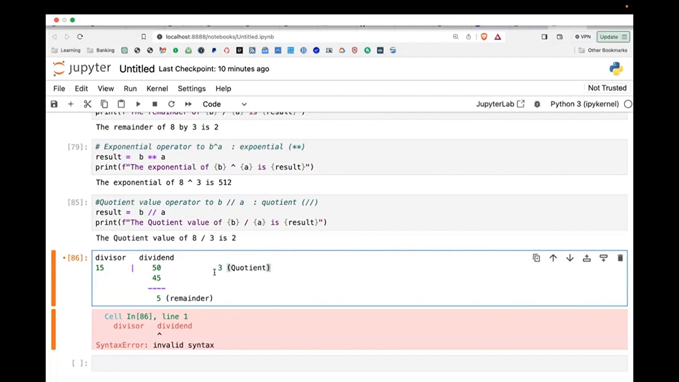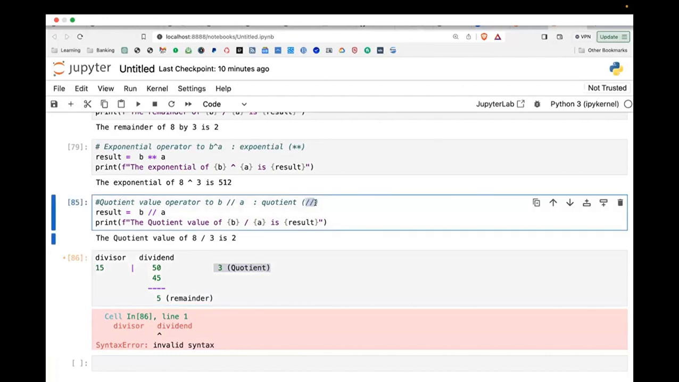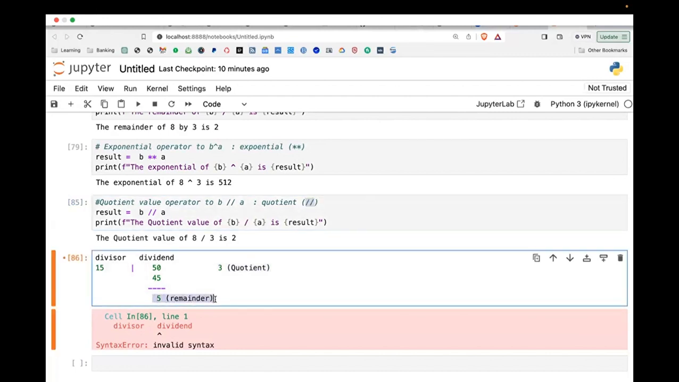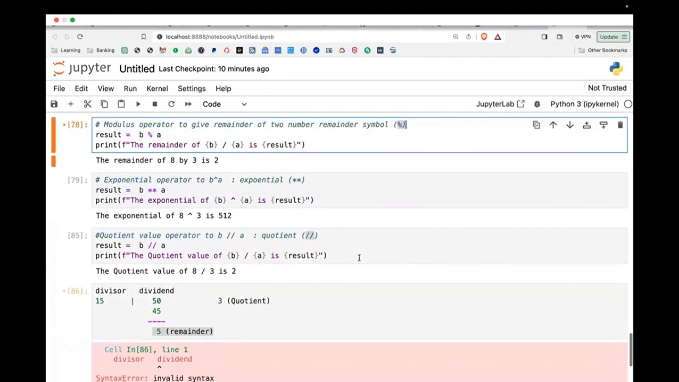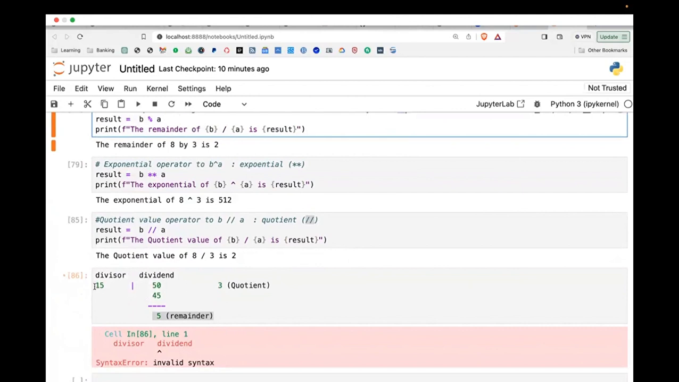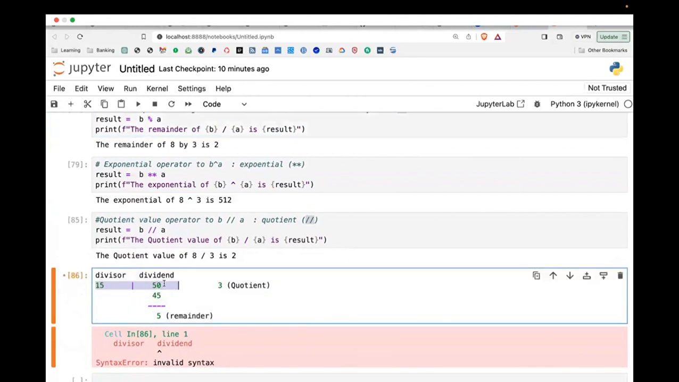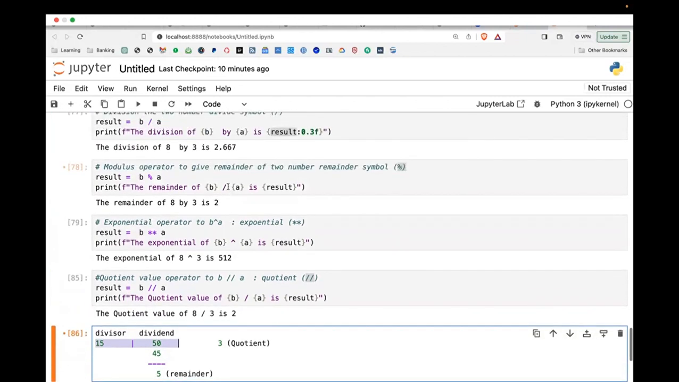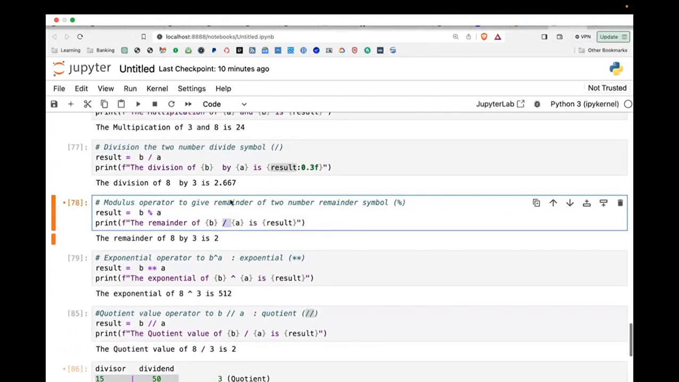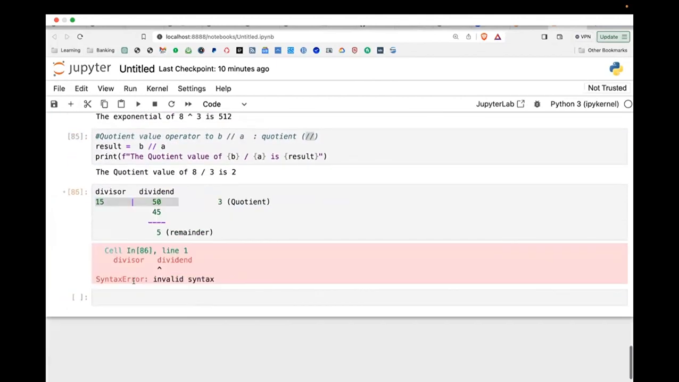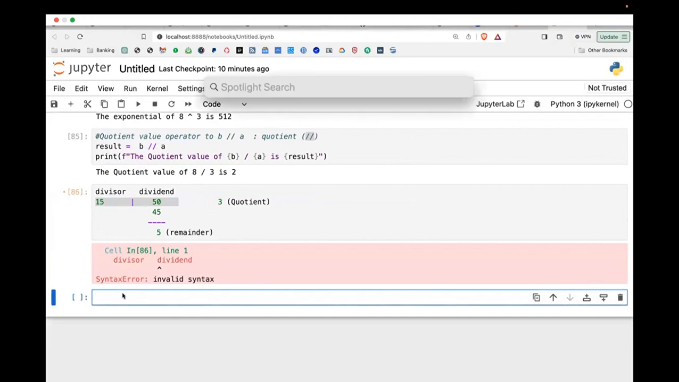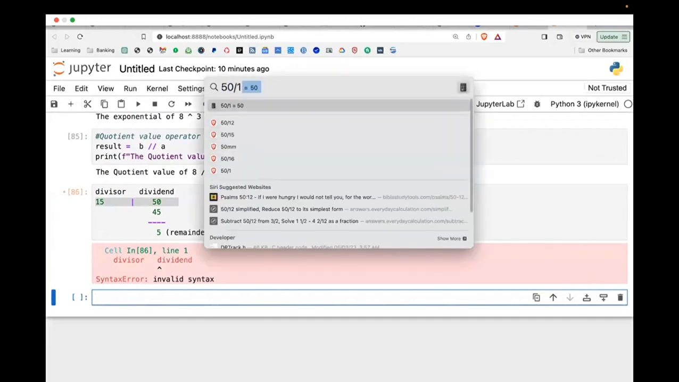Okay, so the quotient is represented by the // operator. The remainder is written with the percentage operator, the modulus operator. And the normal decimal value can be given directly, like 50 divided by 15. This operator will directly give you the division. If I say 50 by 15, what would be the value? You get 3.333.